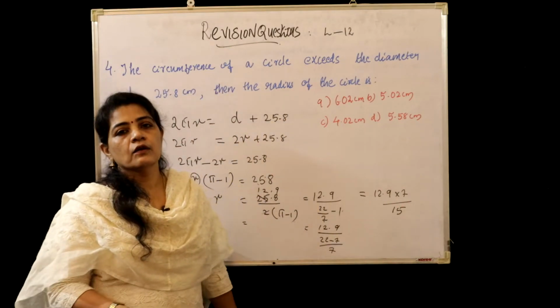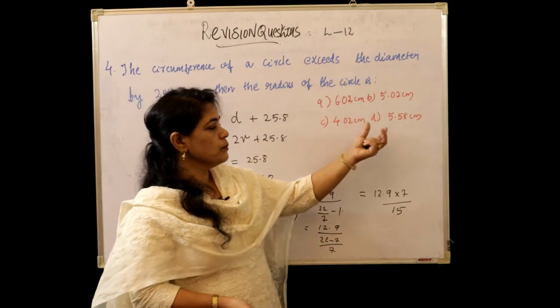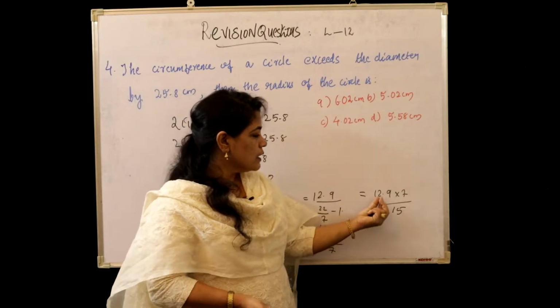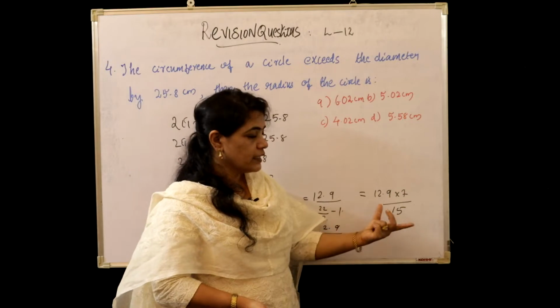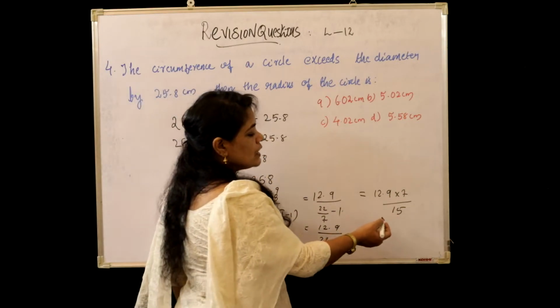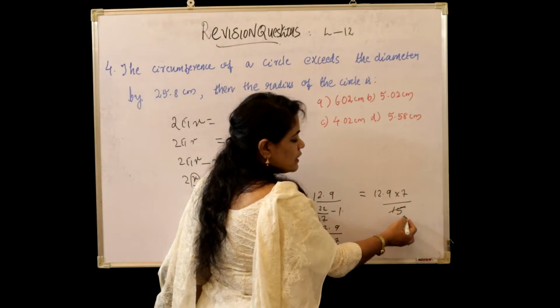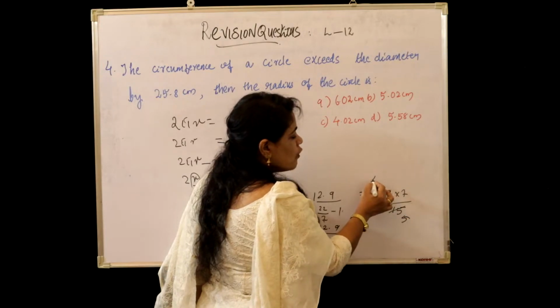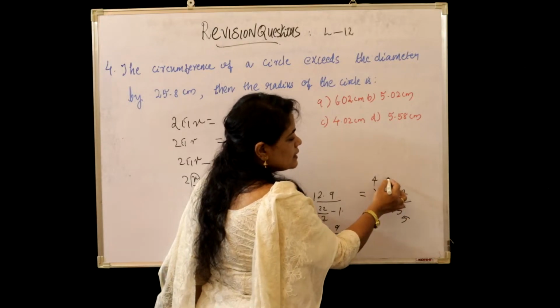Okay, now the final calculation. See the answer, it should be of this type. So 12, 9 and 15, I think 3 is divisible. So 3 in 15, 5 times, here 3 comes 4 times, and in 9, 3 times.